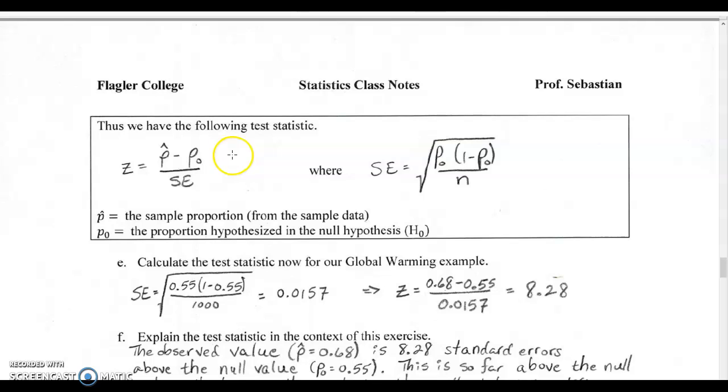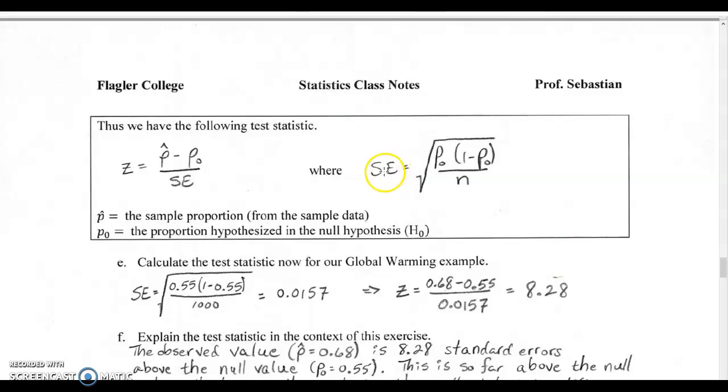So, the test statistic that we want to form is a z-score. It's the observed value, which is p hat, the sample proportion, minus the null value, what we're assuming to be true about the population, which is p naught, divided by the standard error. That's a typical form of a z-score, right? What you got from your sample minus the mean, divided by the standard deviation.